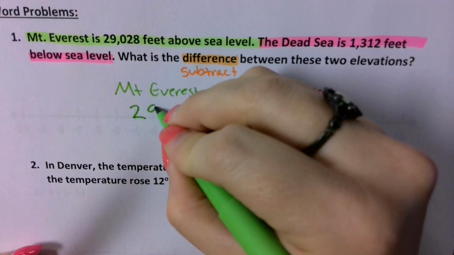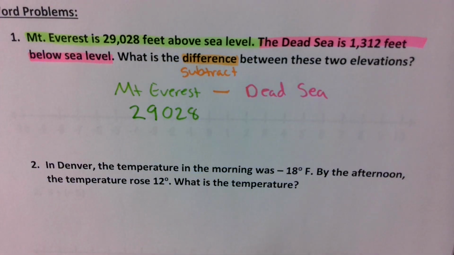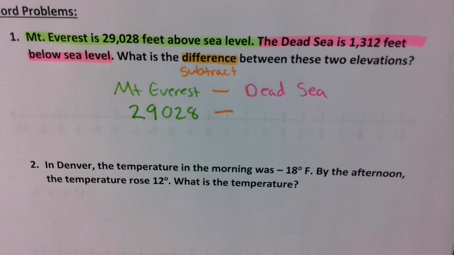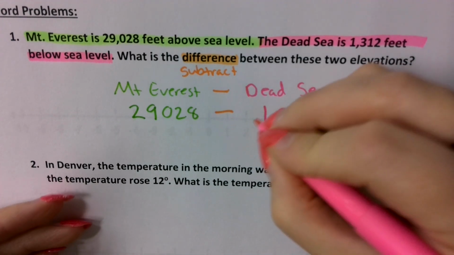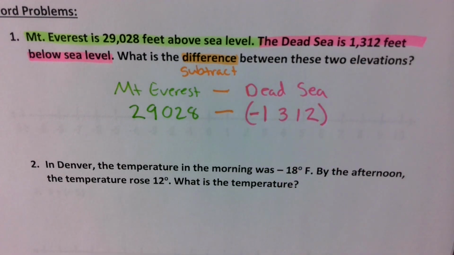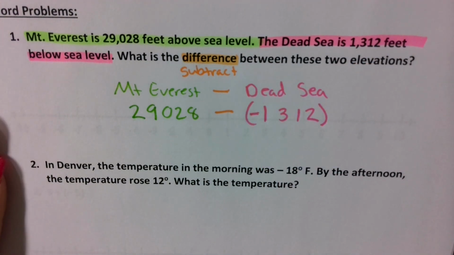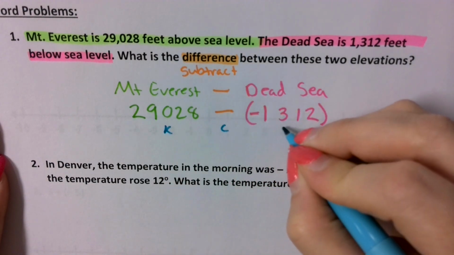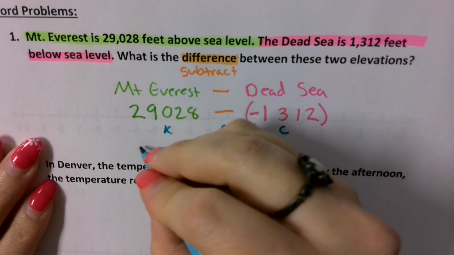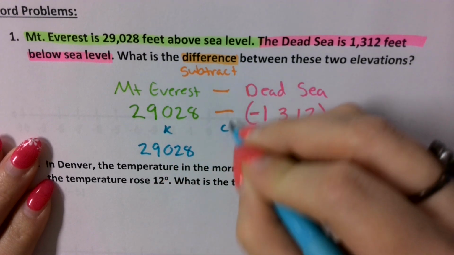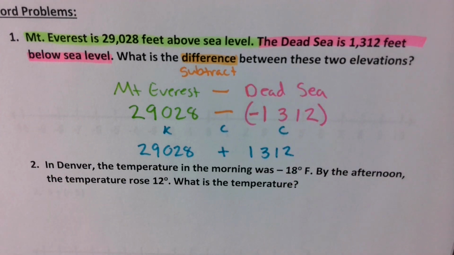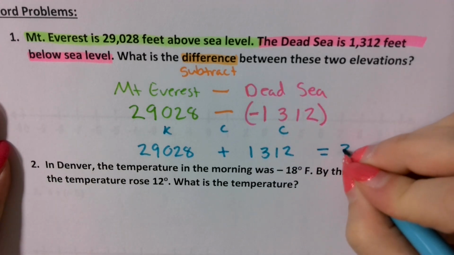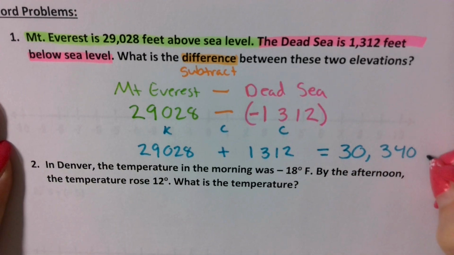Where most of you made the mistake is that you forgot to put the Dead Sea as a negative value. So you just put, oh, I'm subtracting 1,312. But you're not. You're subtracting a negative 1,312. So what we are really going to be doing is keep, change, change. We're going to keep that 29,028. We're going to change this to addition, and we're going to change this to the opposite. So you're actually adding those 2 elevations together because one of them was a negative, and you're finding the difference. So you're getting 30,340 feet.